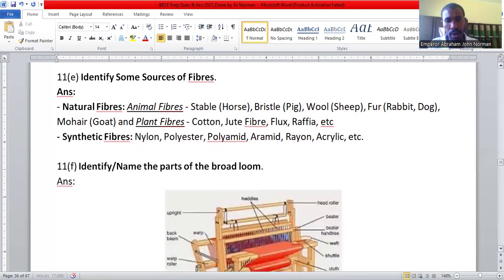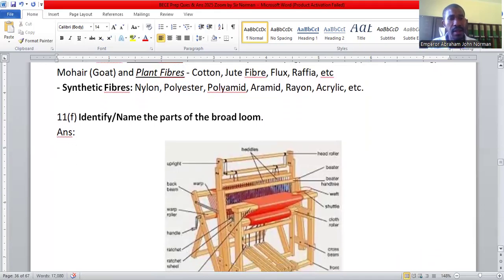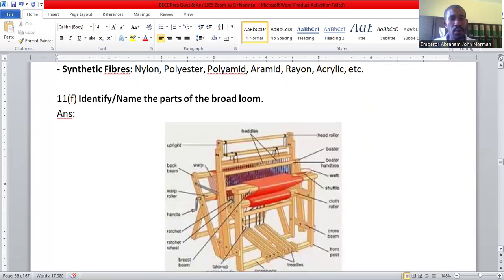Then we come to the next question, which says, identify and name the parts of a broadloom. Now, we have this bar you see there, we call it the head ruler. Then we have this one we call the beater. And these are what we call heddles. These are heddles, and these are the heddle hooks for that matter.